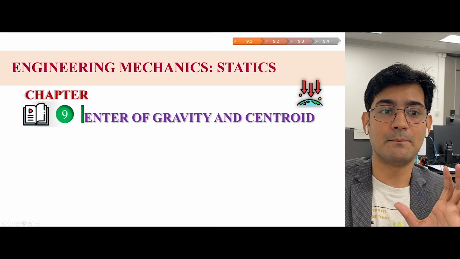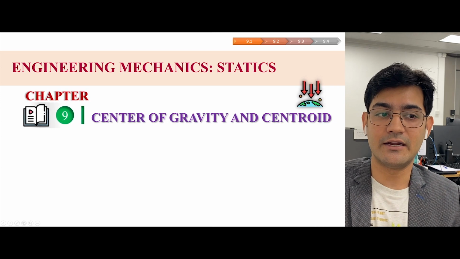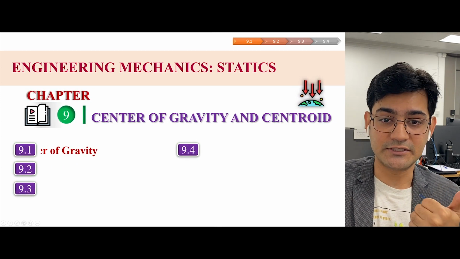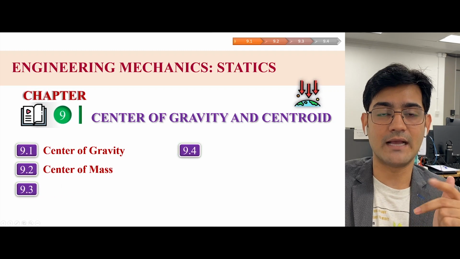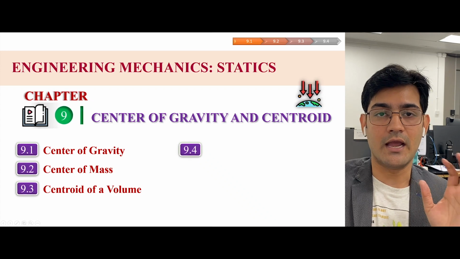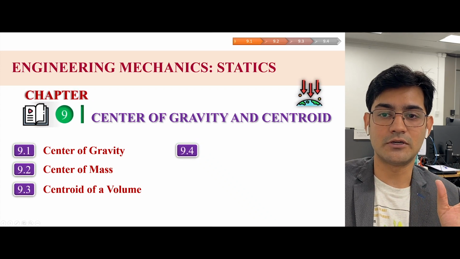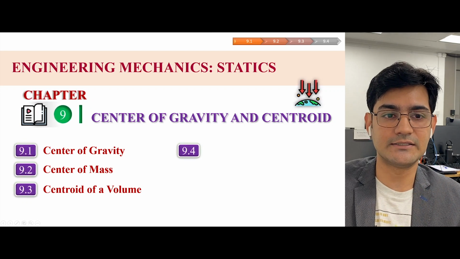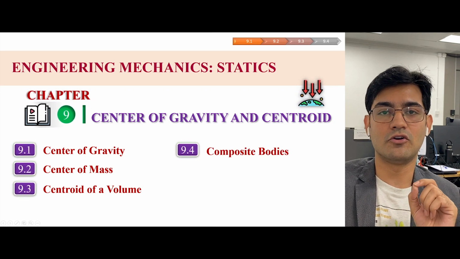Chapter 9 is about center of gravity and centroid, and in this chapter we will study what is center of gravity, what is center of mass, and how we calculate the centroid of a volume, area or line. These are some of the most important concepts, if not the most important, in engineering mechanics statics. And the last section would be on composite body.